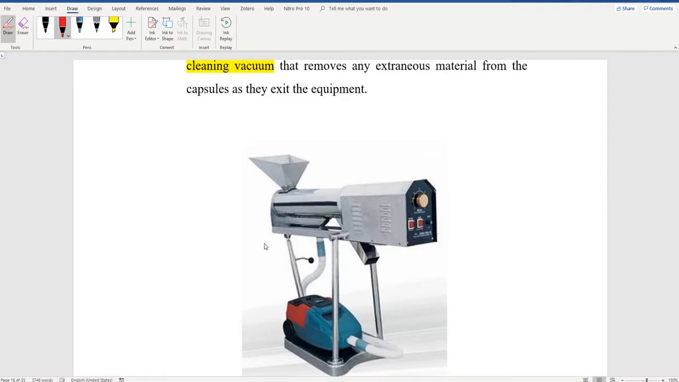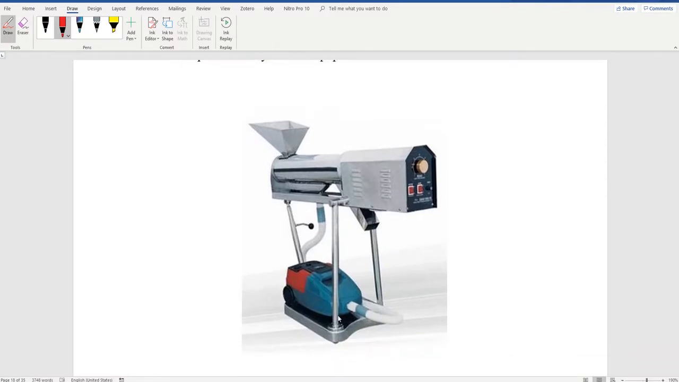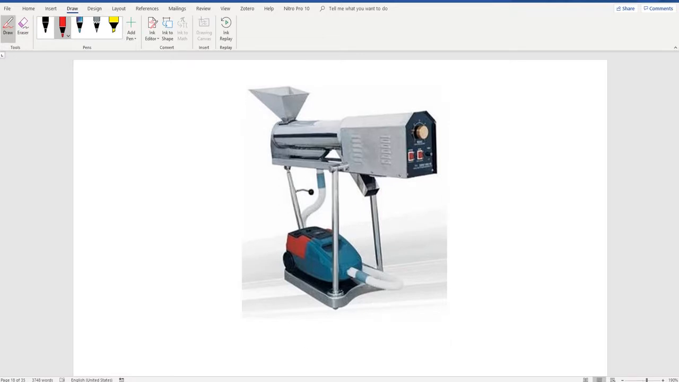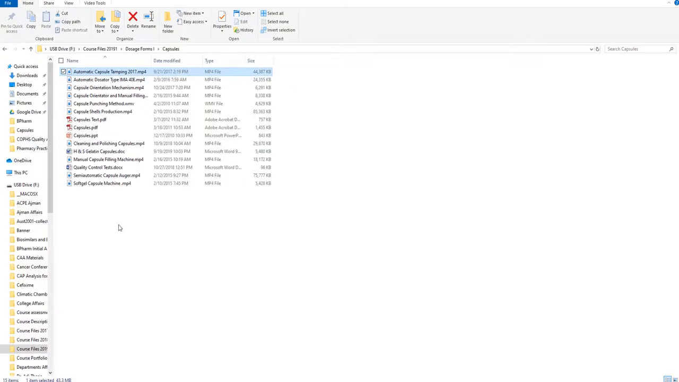Of course, you see the figure here, we have the cleaning vacuum attached to a tunnel here. You add the filled capsules inside. Here they will be brushed and at the same time vacuumed to remove external particles. This part is where you collect the cleaned capsules. I have a video for that. I will show you this.